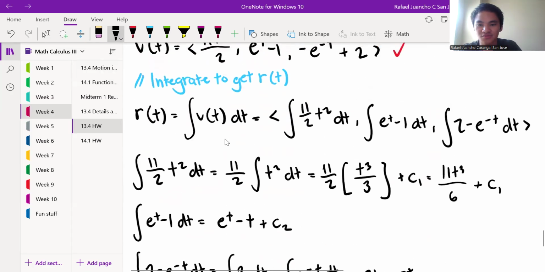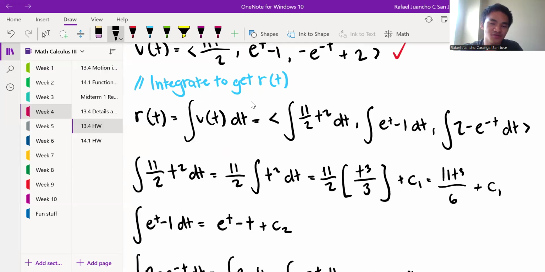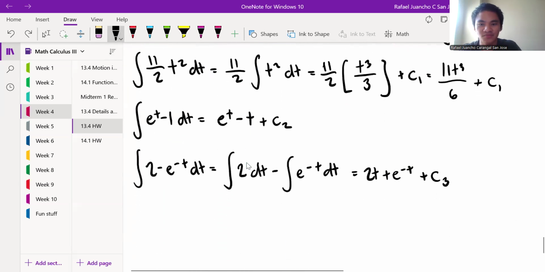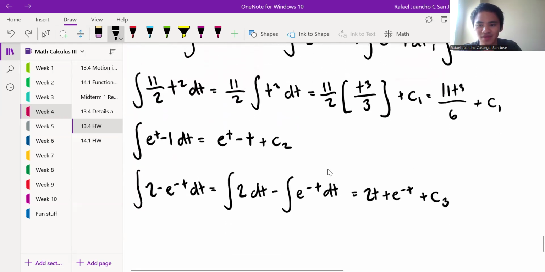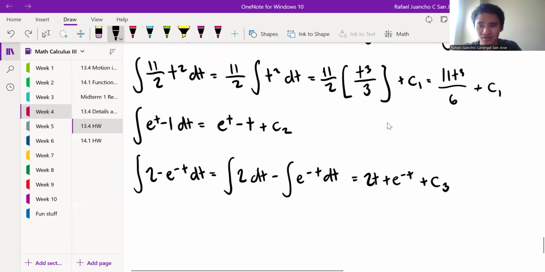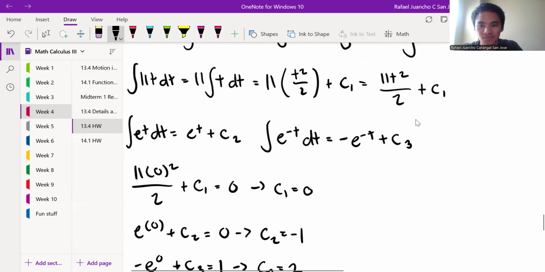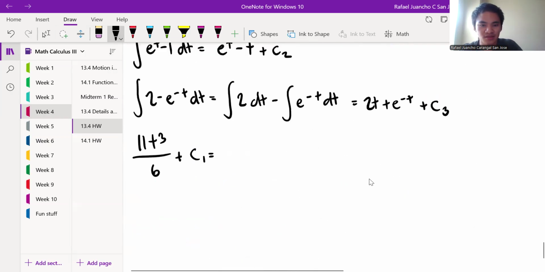Now I find my constants. So we need to use our given info on r, which is at time 0, these are our components. So let's make use of that. At t equals 0, we should get the corresponding x, y, and z components. So let's start with our first one. We have 11t cubed over 6 plus c1 is equal to what? It's equal to 0. We change this to a 0. Well, now c1 is just 0.